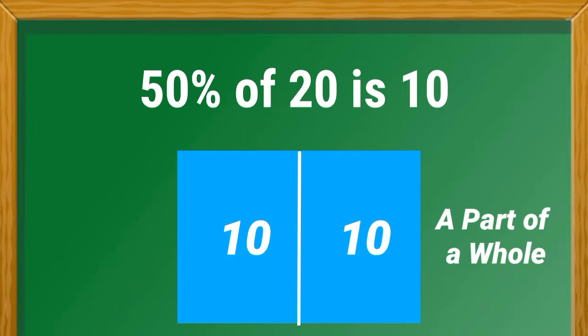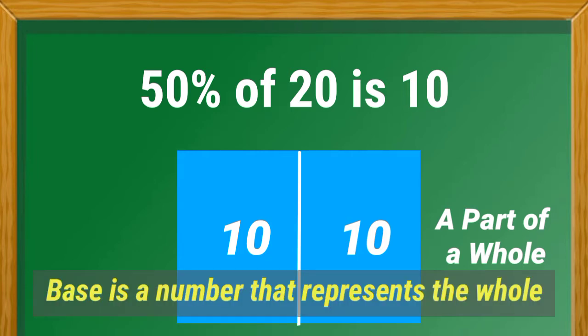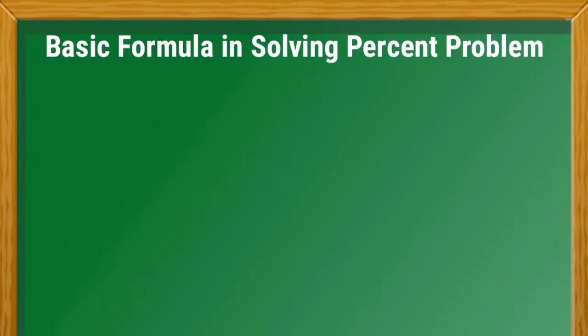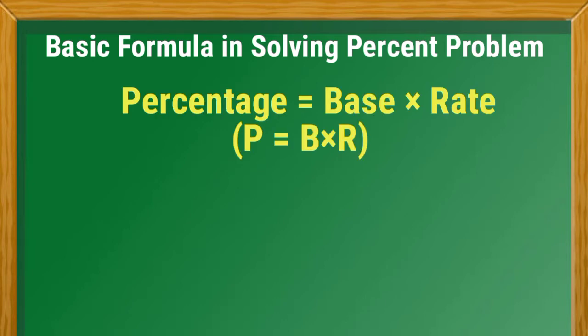If we go back to our definition, base is the number that represents the whole. So that is 20. And percentage is the number that represents a part of the whole. So the number 10 here is just part of 20, which is 50% of 20. What is the basic formula in solving percent problems? We have this: P equals B times R, or percentage equals the base times the rate.